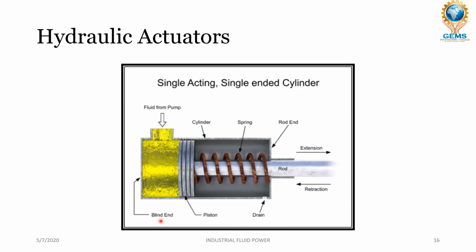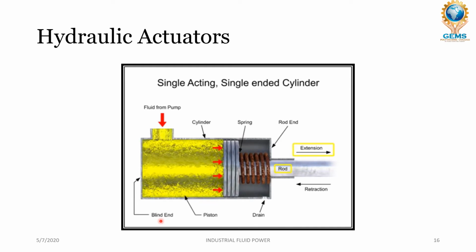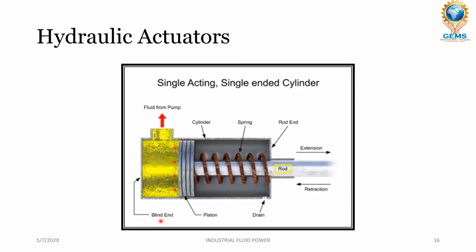When a control valve directs fluid through the inlet port into the blind end, pressure builds up and generates a force on the piston. When the pressure buildup is large enough, the piston begins to move, extending the rod. This is called the forward stroke. When a control valve directs fluid out of the port, the fluid pressure is removed. The force of the spring pushes against the piston in the other direction, and the rod returns to the cylinder. This is called the retraction stroke.